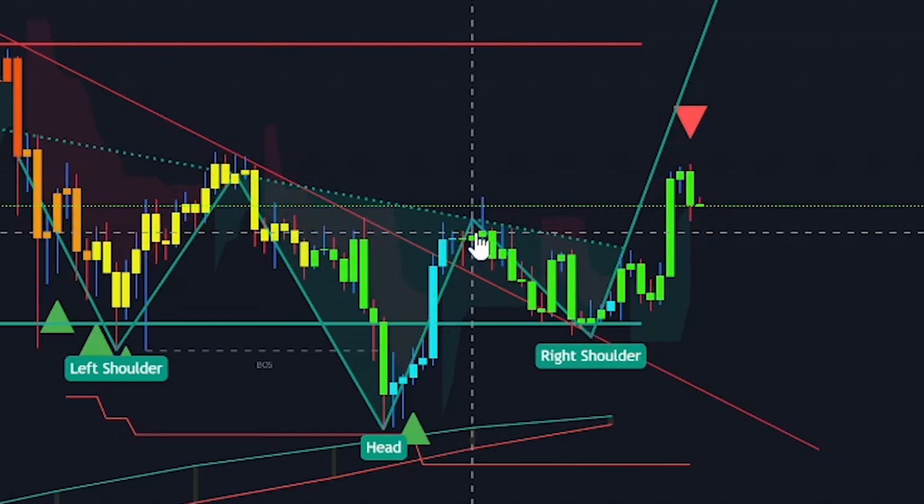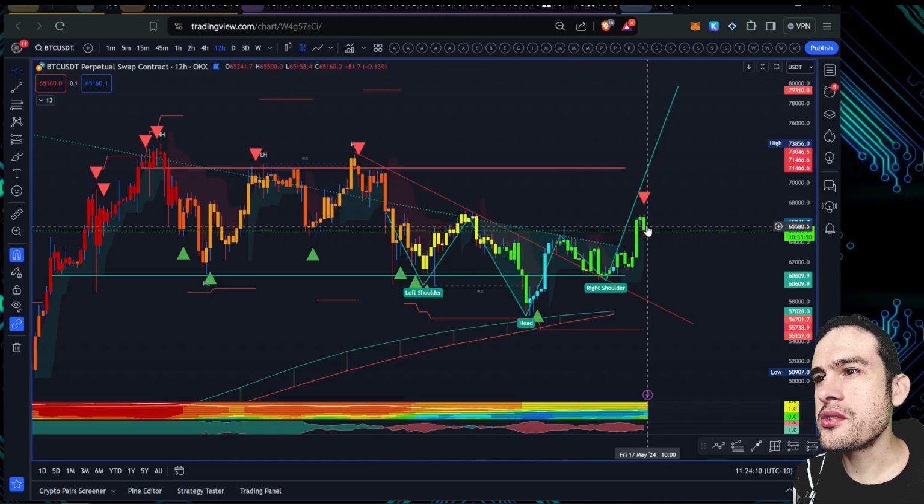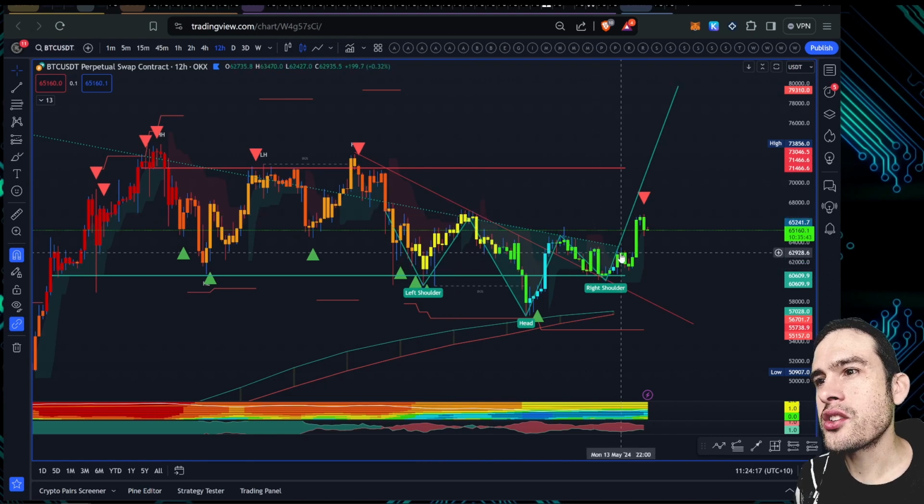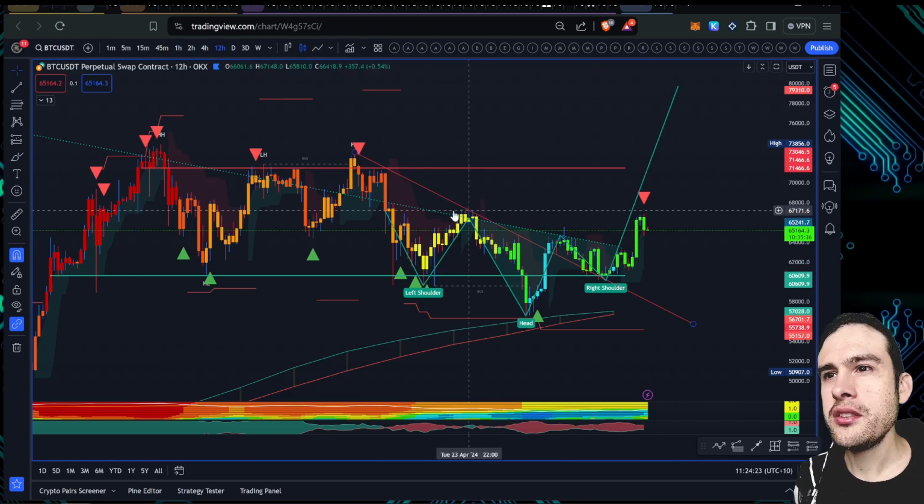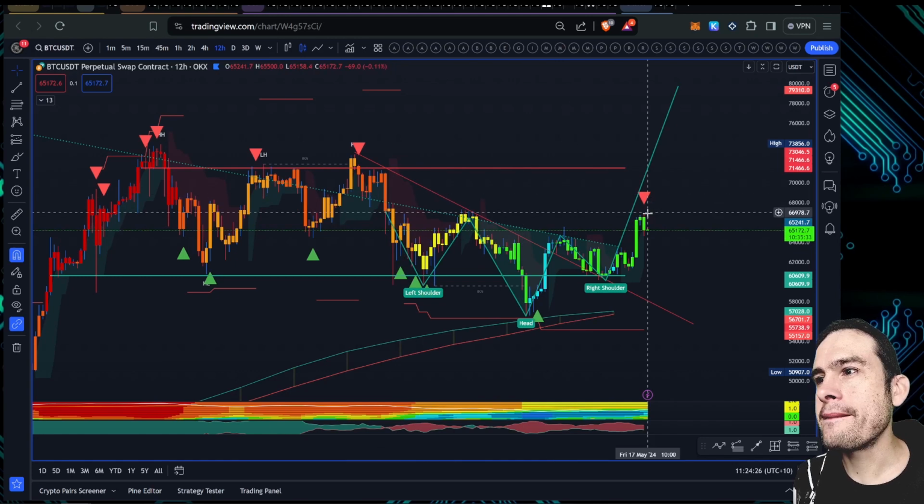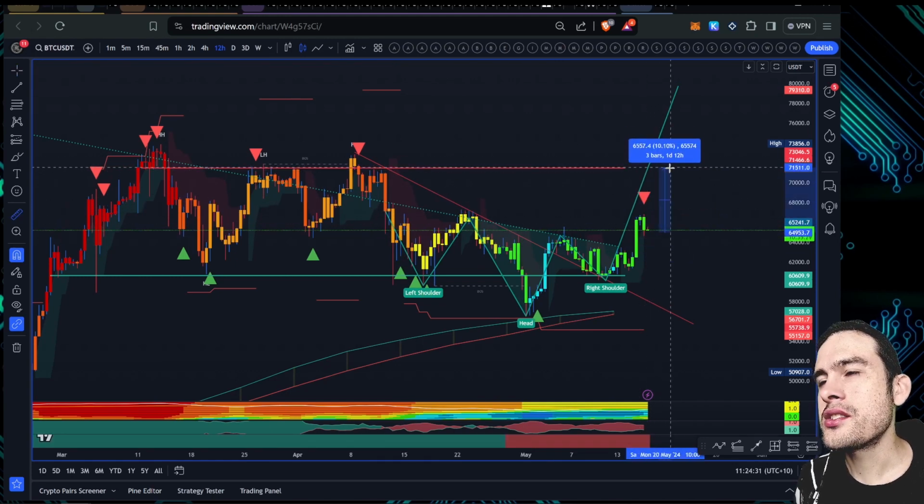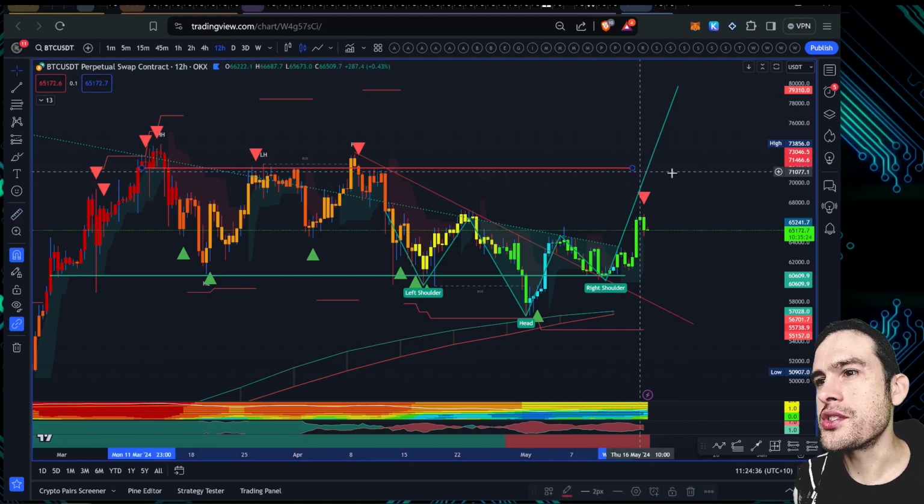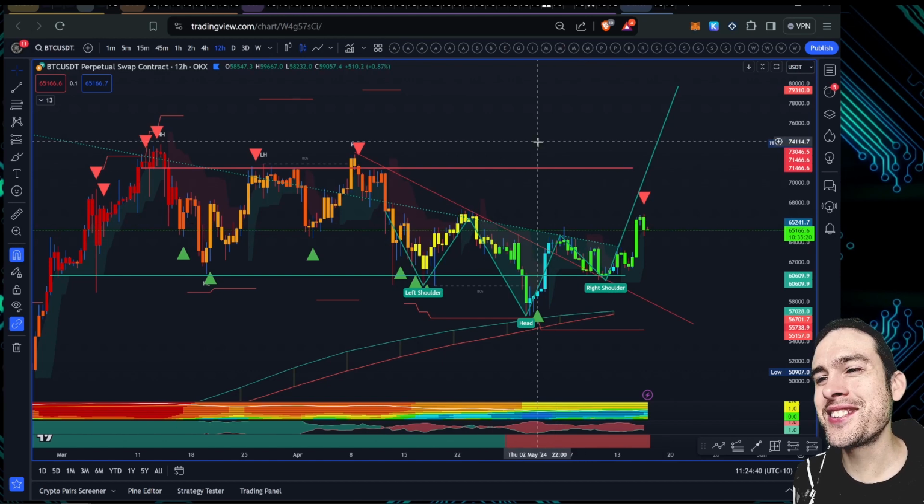That actually technically was the neckline, but in order for this pattern to play out properly, we do need to break this structure here because this does kind of look like a rejection from this horizontal range. So we're pretty close though to the top of the range, which is 71K. From here, there's only about 10% up until the top of the range, which will probably be our next major resistance, I would say. So anyway, I just thought that was kind of funny.